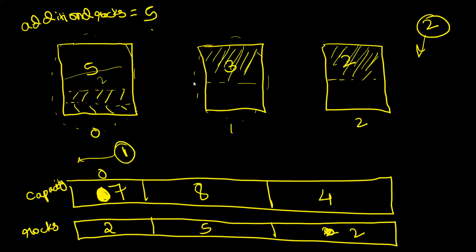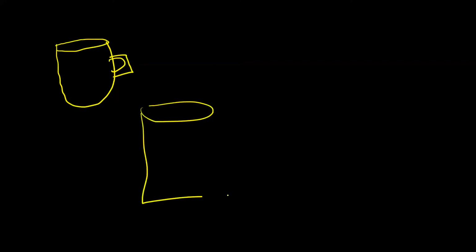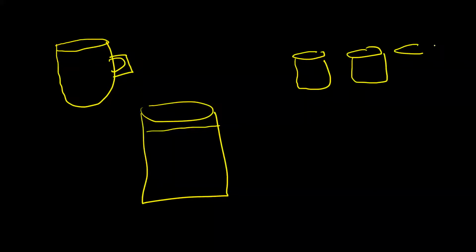Making sense? Yes? Think of it like this, guys: you have guests in your house. You didn't know, right? They gave you a surprise and the guests came. Now you basically have a jug, and you have prepared some drink for the folks. This is what I have. And there are a certain number of glasses.